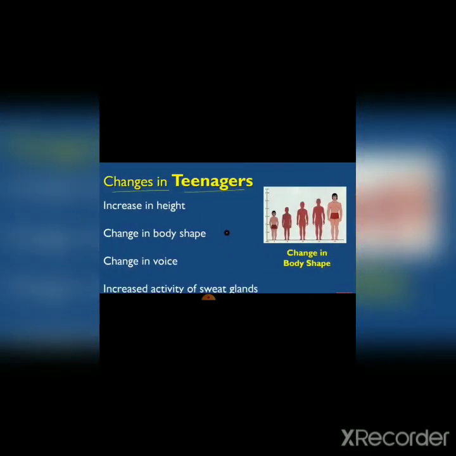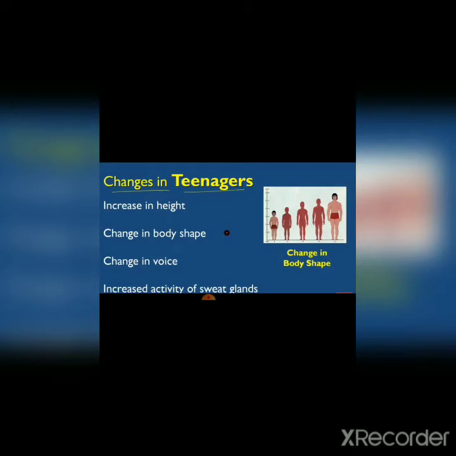So what are the changes seen during the puberty period, or we can say in teenagers, isn't it? First of all, as you are able to see here, the change looks in the body shape. In the image it is clearly visible that changes in their body shape start to come completely. So the first change which seems is increase in height, right.